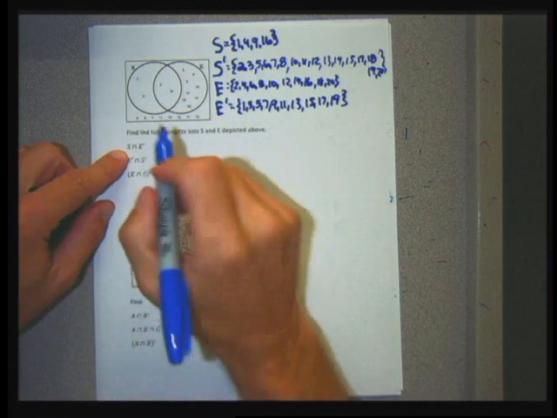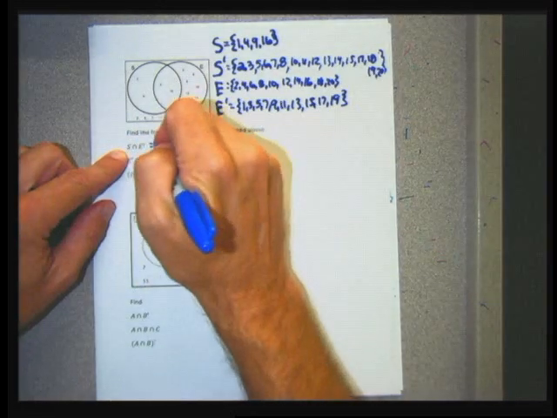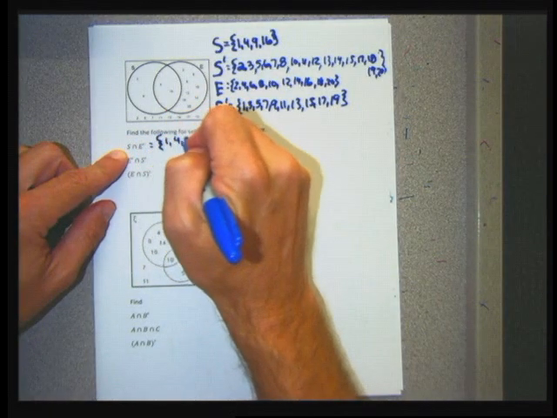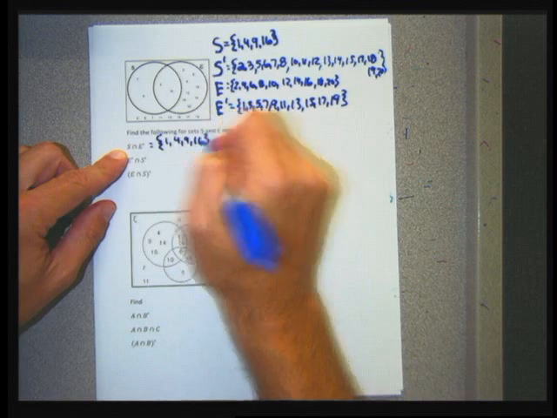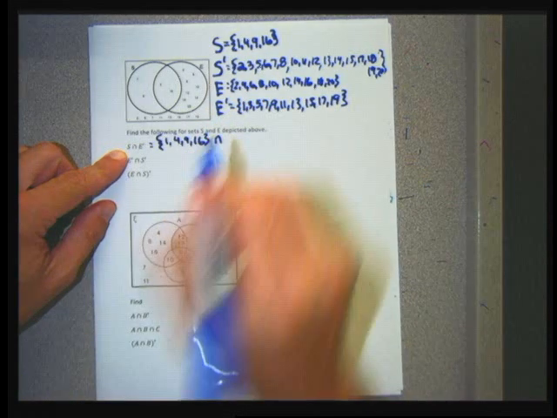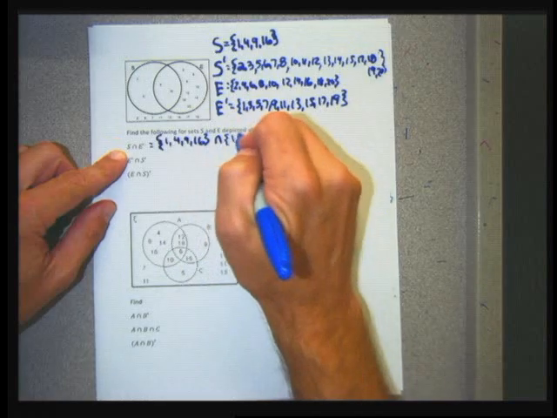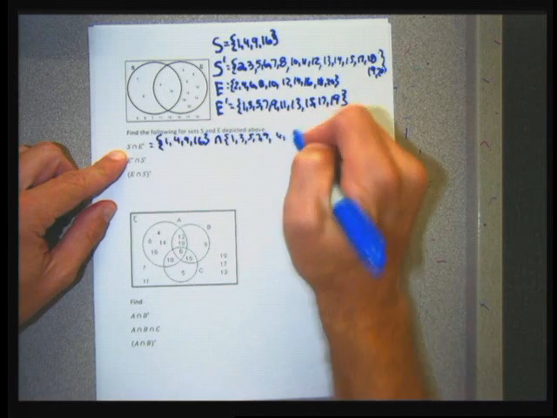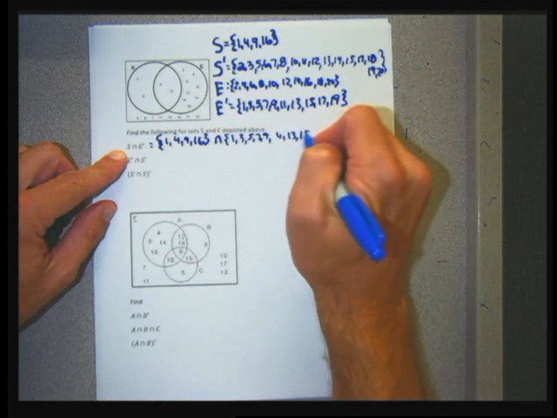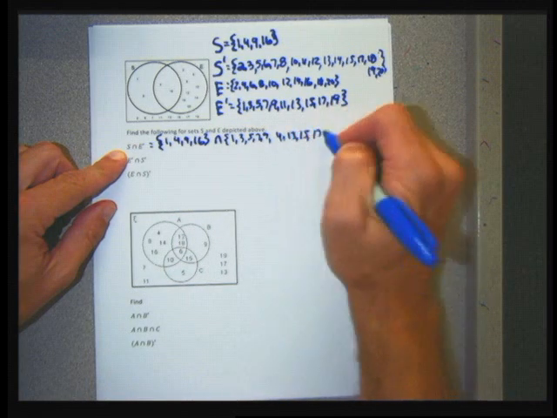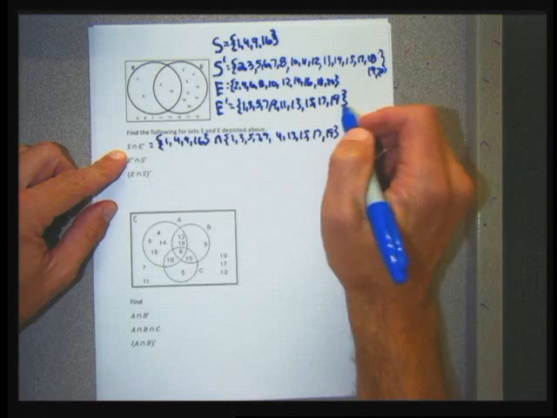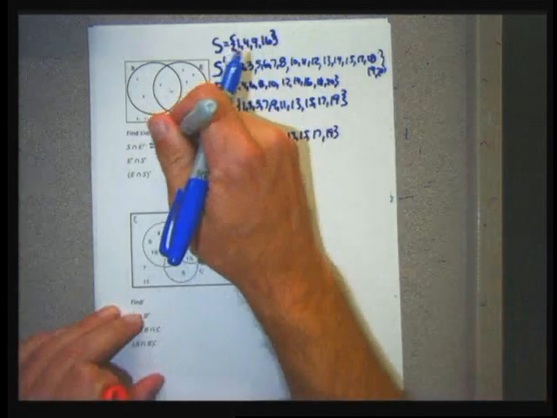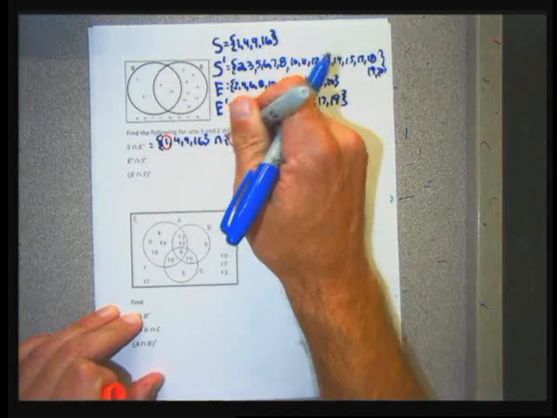So first question, what is S intersection E prime? Well, I'm going to write the S set down. S is the set 1, 4, 9, and 16. I'm going to write my intersection symbol, and for E prime, I'm going to write 1, 3, 5, 7, 9, 11, 13, 15, 17, and 19. The intersection of these is what they have in common. I see a 1 and a 1.